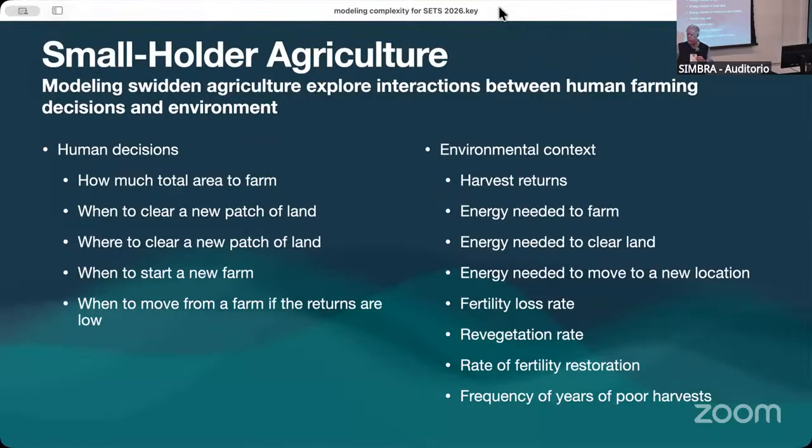So your kids or someone can start a new farm. So when does that happen? And then there's environmental information. So there's the return on the harvest, which you can vary. How much energy does it take to actually farm? What does it need to clear land to move to a new location? What's the fertility loss rate? A lot of stuff like this, things that would be impossible to think about intuitively. We know they're important, but how do they interact?